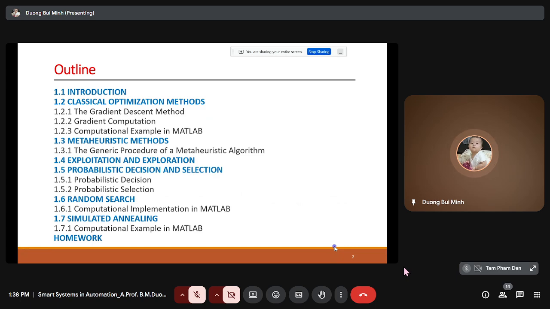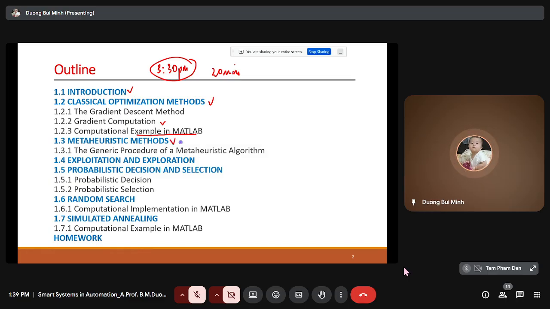The introduction, like classical optimization methods. You study gradient descent methods, gradient computations and some examples in MATLAB. The lecture today will finish before 3:30 p.m., and then you have 30 minutes to practice the code of lecture one, and maybe how to install MATLAB somewhere and so on.